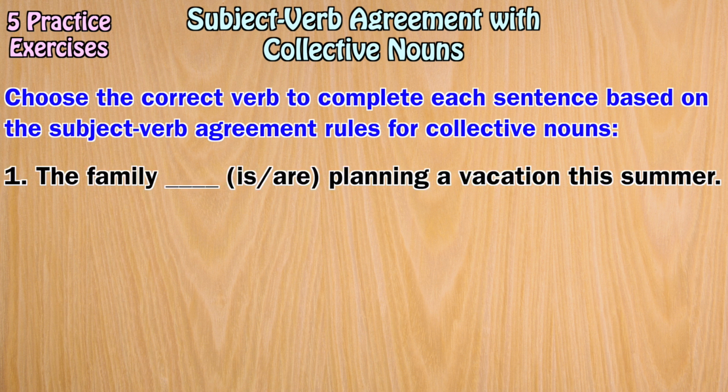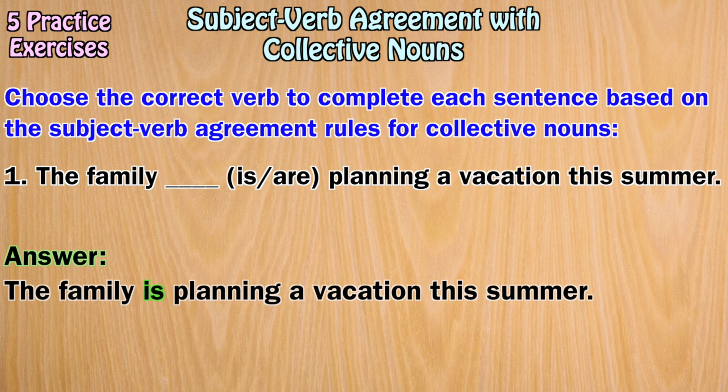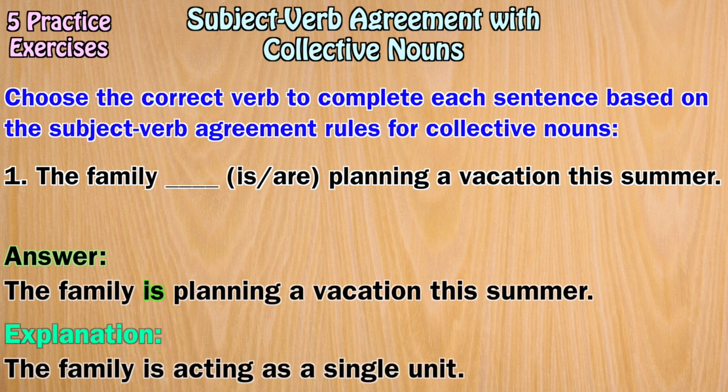1. The family are planning a vacation this summer. Answer: the family is planning a vacation this summer. Explanation: the family is acting as a single unit.